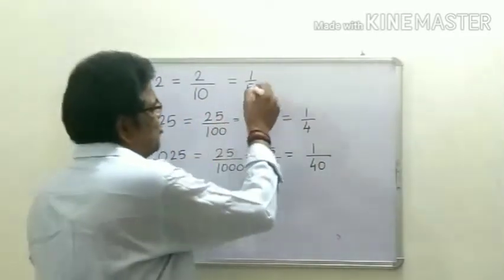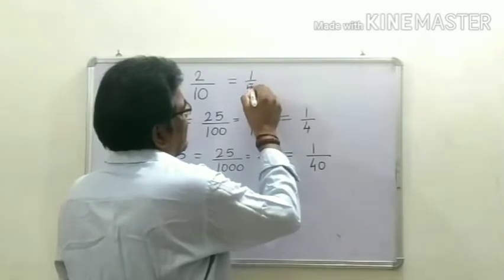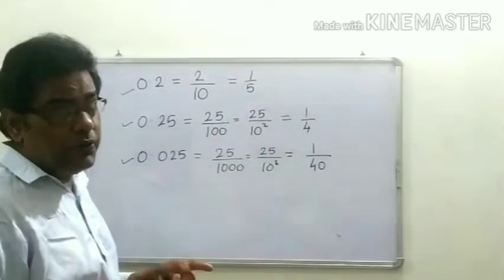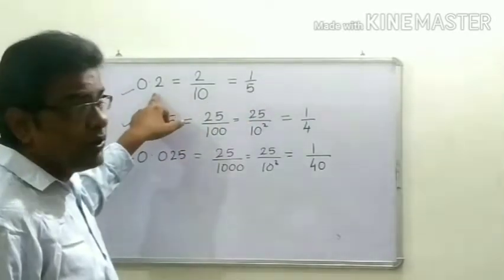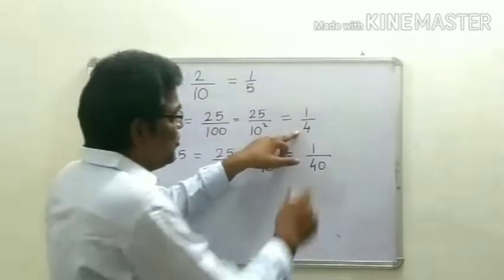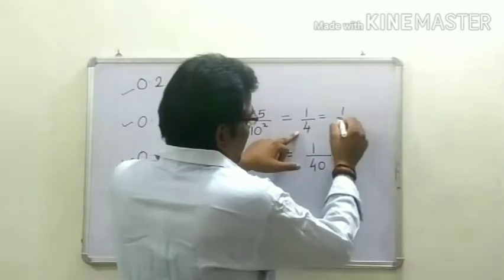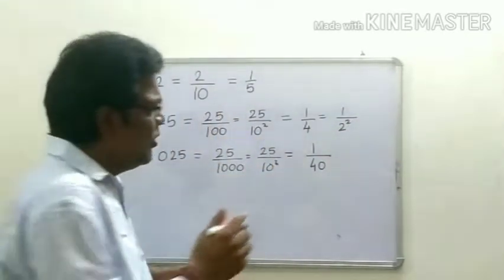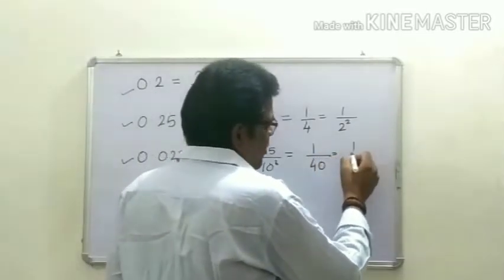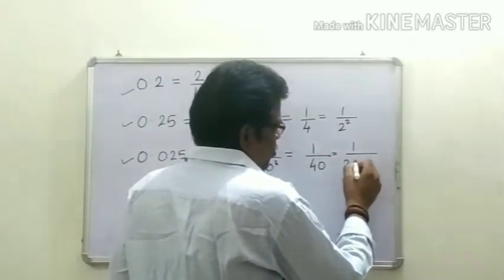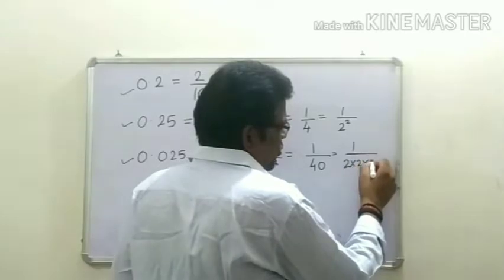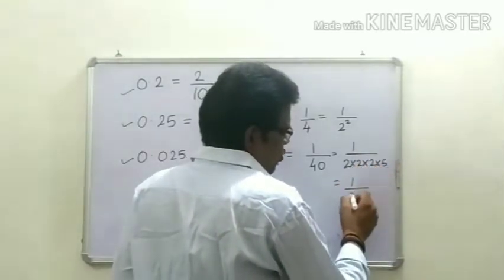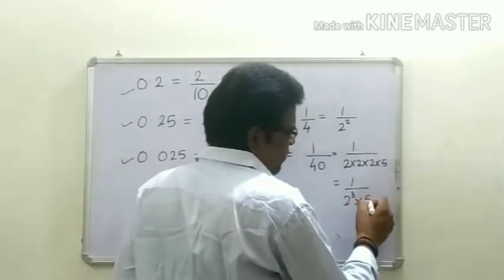Now, as you see, it has 5 in the denominator. Here you see, you have 2 power 2; 4 is 2 power 2. Here you have 2 twos are 4, 2 fours are 8, 5 eights are 40. That is 1 upon 2 power 3 into 5.